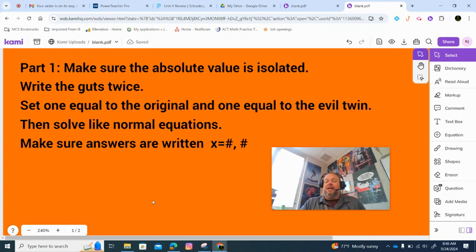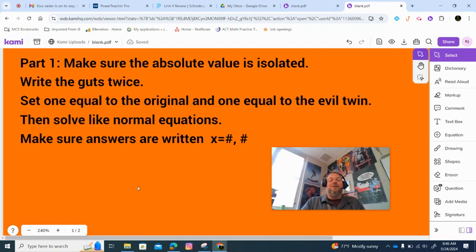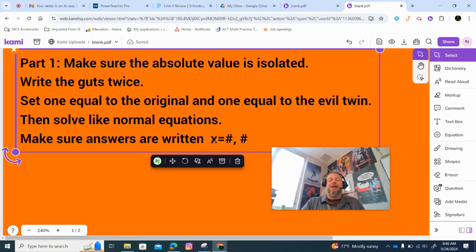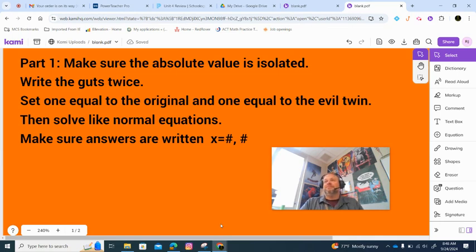Then solve like normal equations. Aha! I even put this one down here as a kicker. Make sure the answers are written x equals number, comma, number. Okay? Number, comma, number.